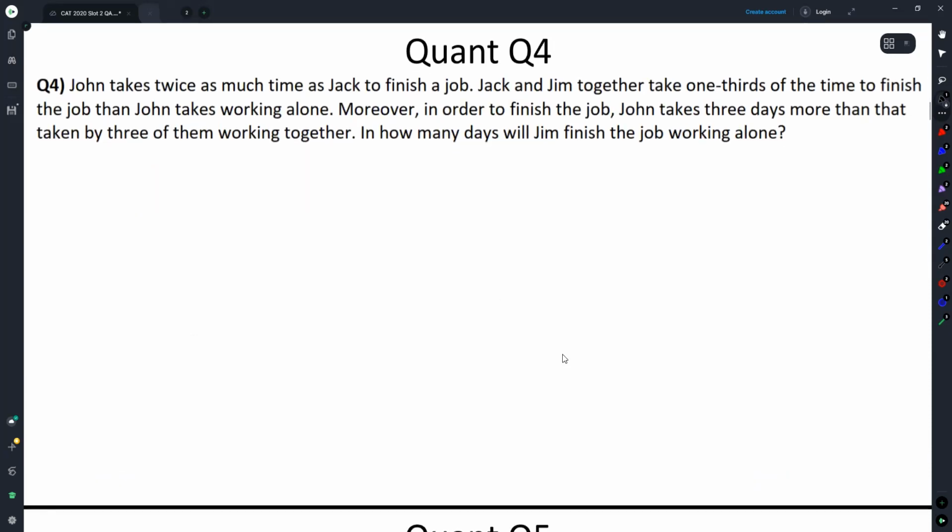John takes twice as much time as Jack to finish a job. So John, his efficiency is 1. Jack's efficiency is 2. Jack and Jim together take 1/3 of the time to finish the job that John takes working alone. So efficiency of John, Jack and Jim together is 4, because Jack and Jim are supposed to be 3 together. This person is supposed to be 1. Moreover, in order to finish the job, John takes 3 days more than what is taken by all three of them working together. So let's say all three of them take X days.